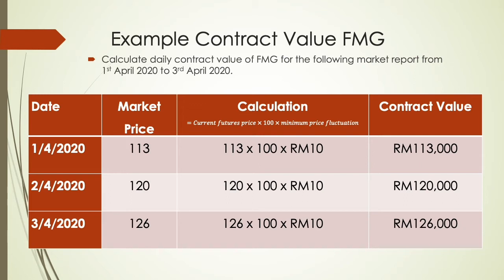For 2nd April 120, the price is 120 times 100 times minimum price fluctuation 10 ringgit. So the price is 120,000 ringgit. And 3rd April price at 126 times 100 times minimum price fluctuation 10 ringgit. So the contract value for 3rd April is 126,000 ringgit.